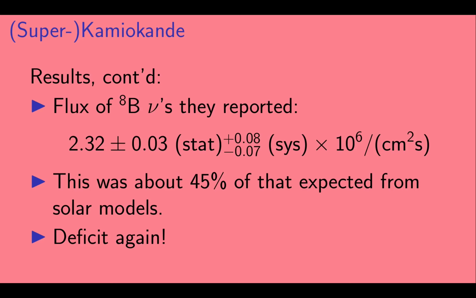The flux they reported was 2.32 times 10 to the 6 neutrinos per square centimeter per second, with an error bar of a few percent. This was about 45% of the flux expected by solar models. So just like in the previous experiments, they saw a deficit of solar neutrinos.